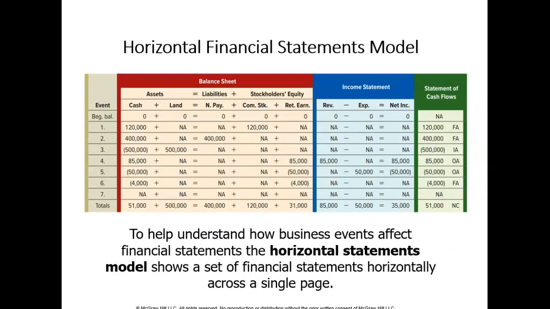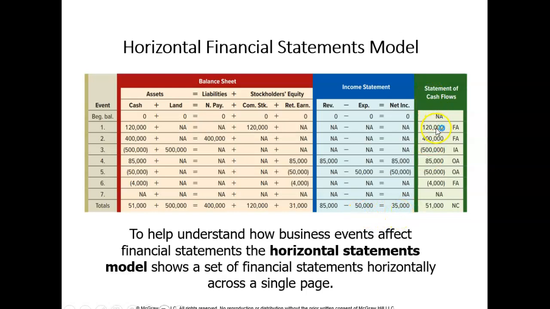Okay? So here we have those same transactions in what we call a horizontal statements model, showing how those transactions impact those different statements. With the balance sheet, here's your cash ending balance, land ending balance, notes payable ending balance, common stock and retained earnings, and the balance sheet still balances. The income statement shows the total revenue, your expenses and your net income.